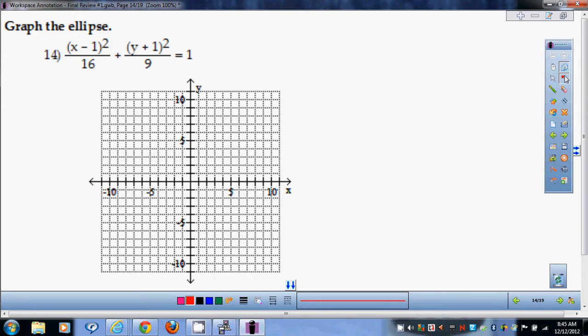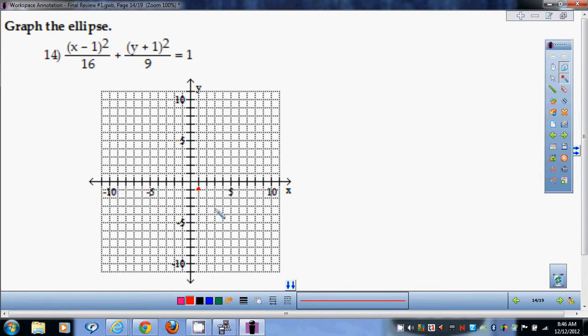Ooh, here's the bonus one. Graph the ellipse, and there will be multiple choice for this as well, but it would have taken a lot of space to copy paste, so I just figured we'd graph it. Who can tell me the center of this? Might as well get the bonus if we can. It's +1 and -1, the opposite of these values. So 1, -1. Here's my center.